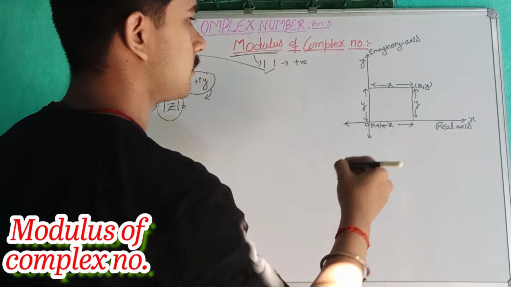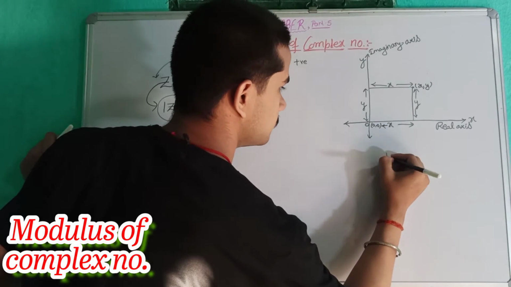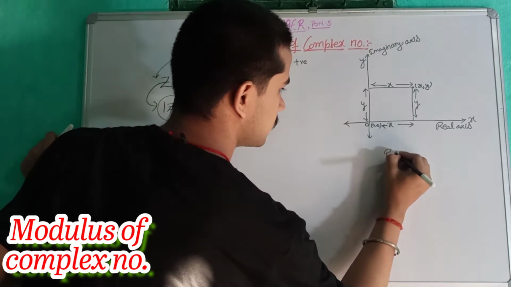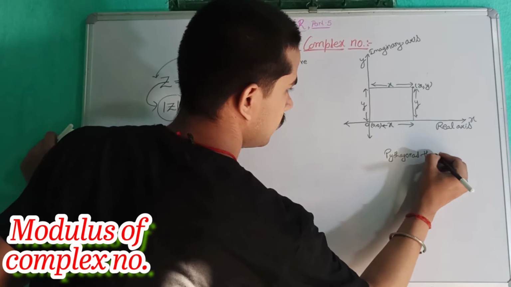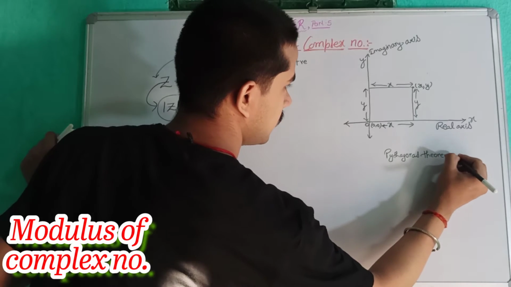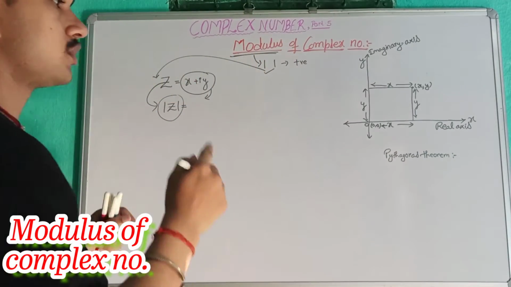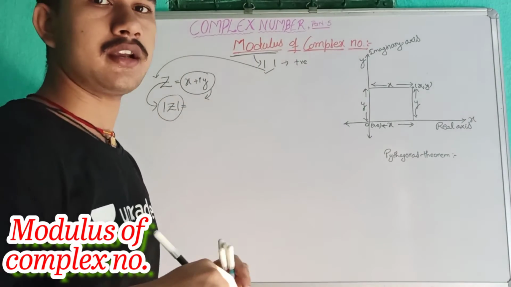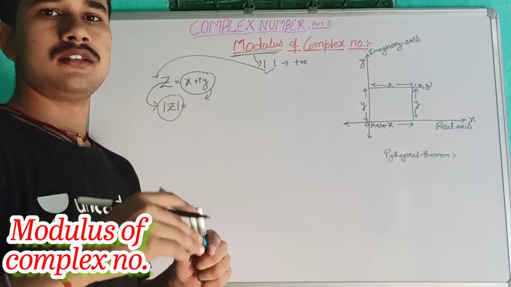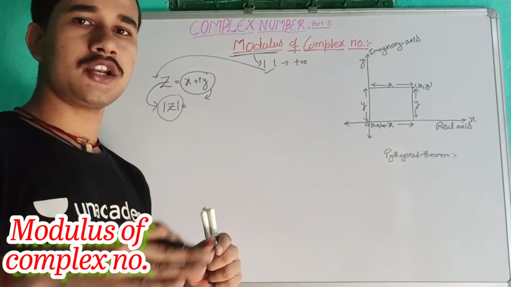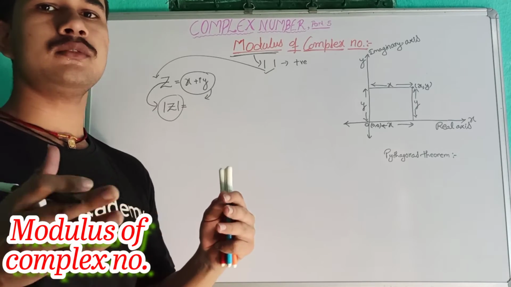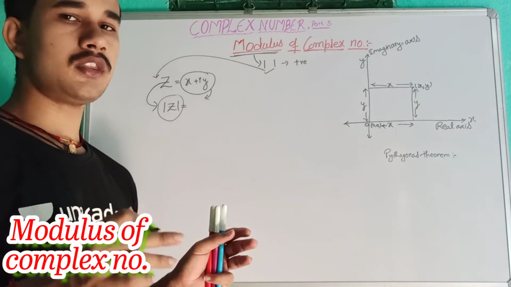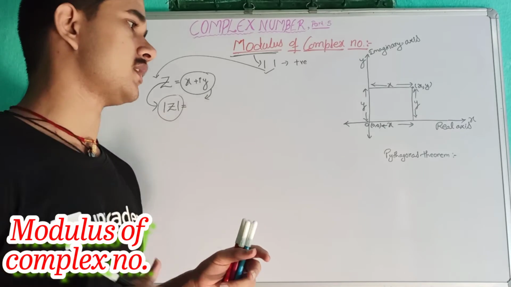तो यू मस्ट हैव लर्नड समथिंग कॉल्ड पाइथागोरस थ्योरम in your basic classes. What it says, suppose if you have a right angle triangle, so right angle triangle में जो हाइपोटेन्यूज होता है, हाइपोटेन्यूज का स्क्वायर विल बी इक्वल टू द स्क्वायर ऑफ बोथ द साइड्स, will be equal to the sum of square of both the sides.